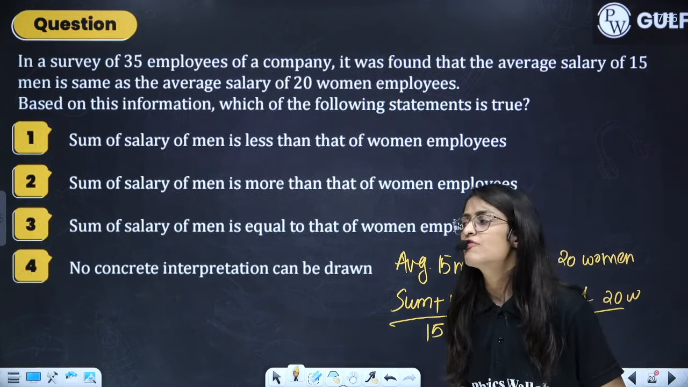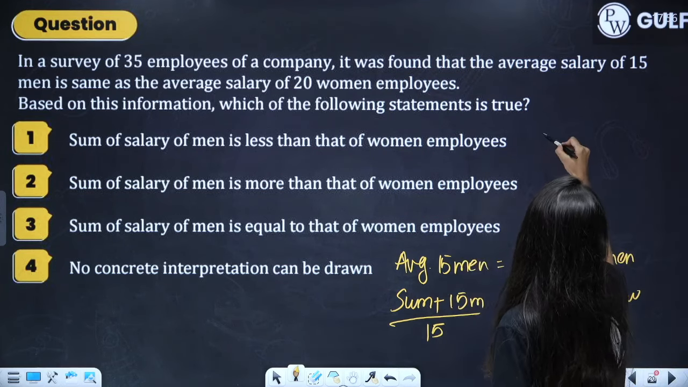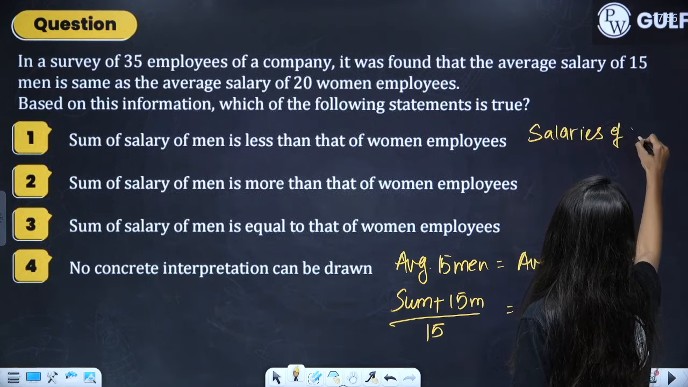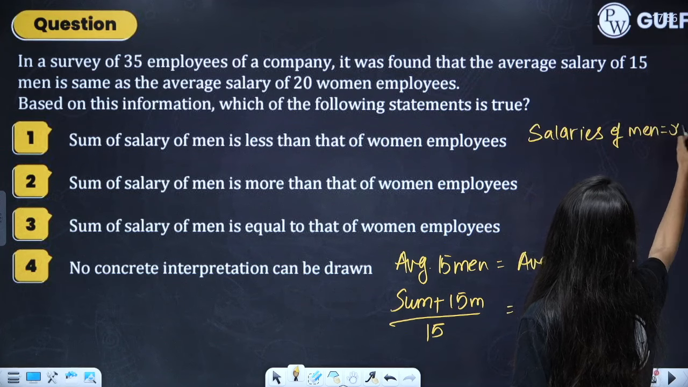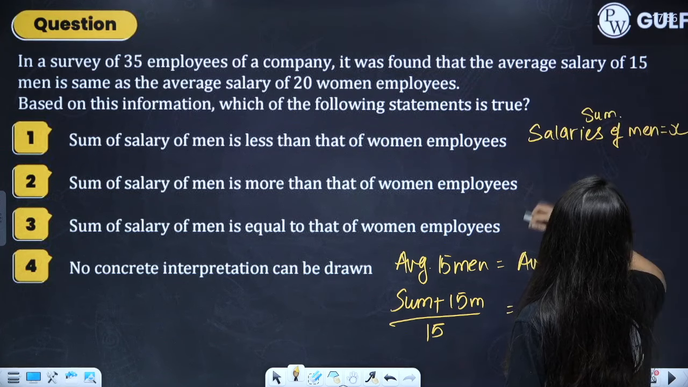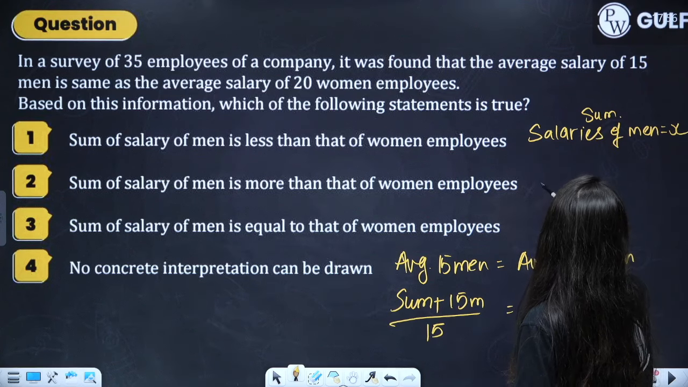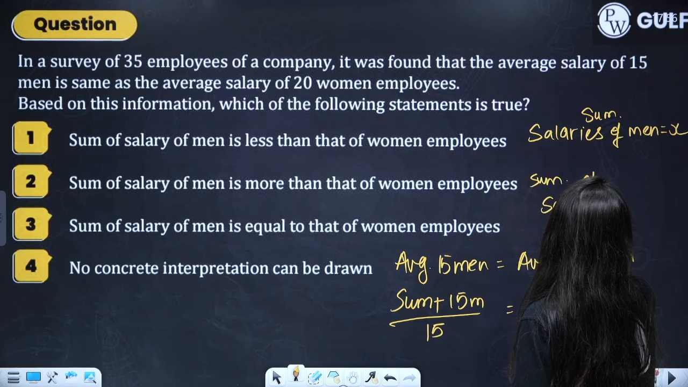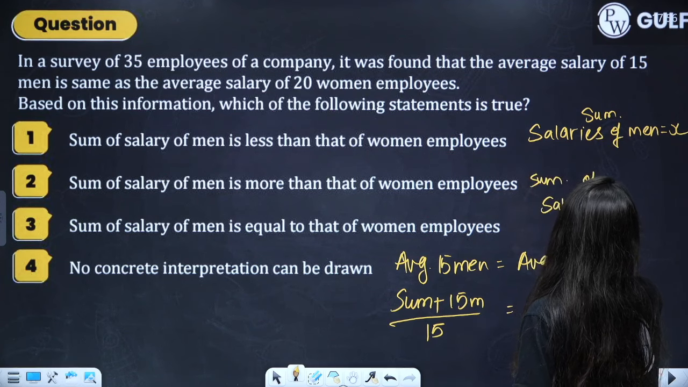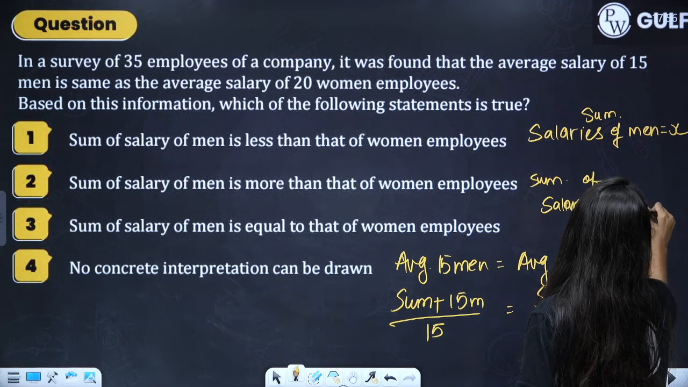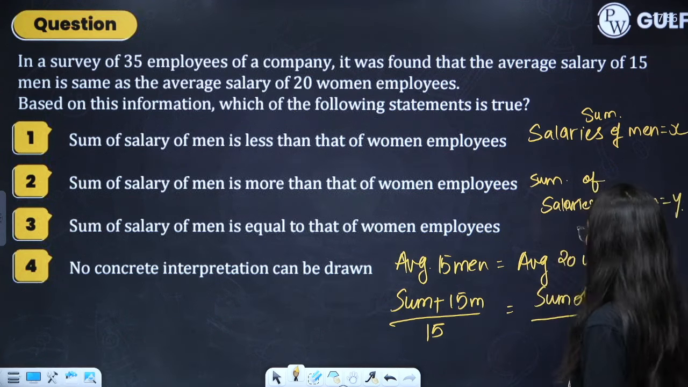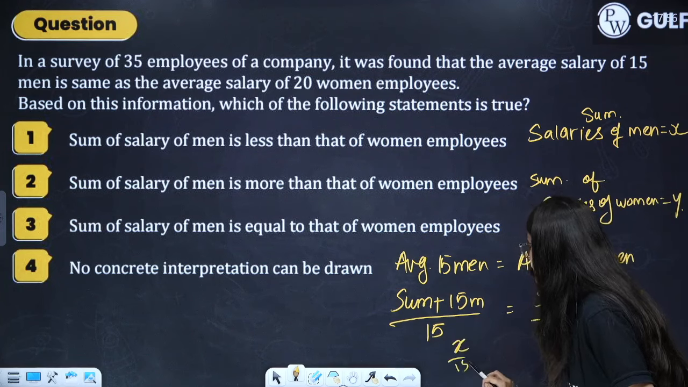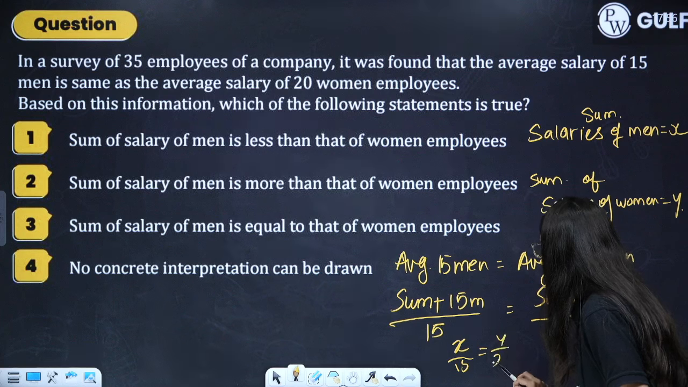Now here, if I assume the sum of salaries of men to be X, right? Do not forget to write sum. Sum of salaries of men to be X. Sum of salaries of women to be Y. Right? So I will just substitute: X by 15 is equal to Y by 20.